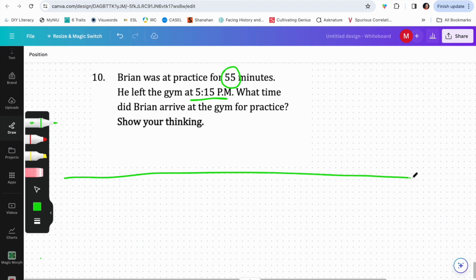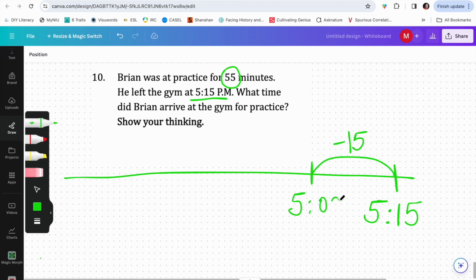Okay, my friends. So for this one, I hope you're imagining this happening. He practiced for 55 minutes and he was finished by 5:15. We know how long he was there, but what we're trying to figure out is what time did practice start? Here's what I'm thinking. We're at 5:15. That's what time he was leaving the gym. I'm thinking, well, let's take a hop back of 15 minutes. And that's going to give us a nice, even 5 o'clock.